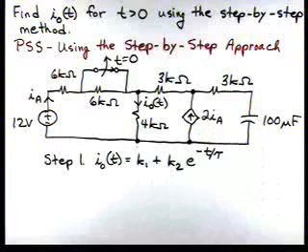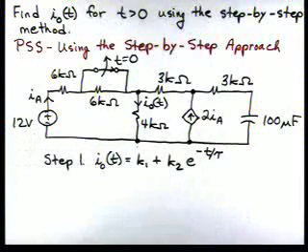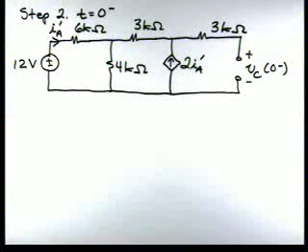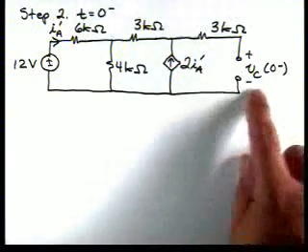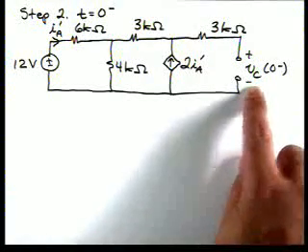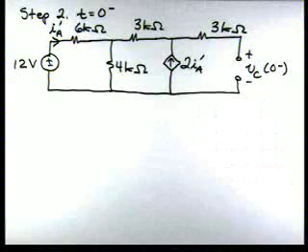So utilizing our problem solving strategy, let's draw the circuit at t equals 0 minus. We're going to assume steady state, so the capacitor will be replaced by an open circuit. And what we're going to do is solve for the capacitor voltage, VC(0 minus), because we know that's going to be the same at 0 plus.